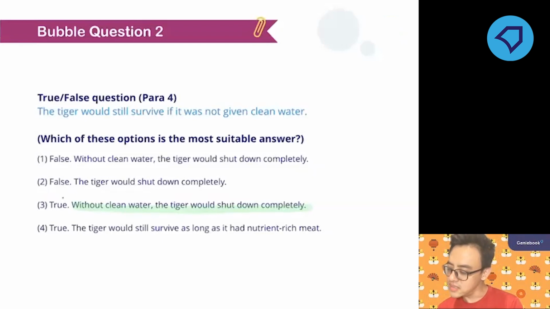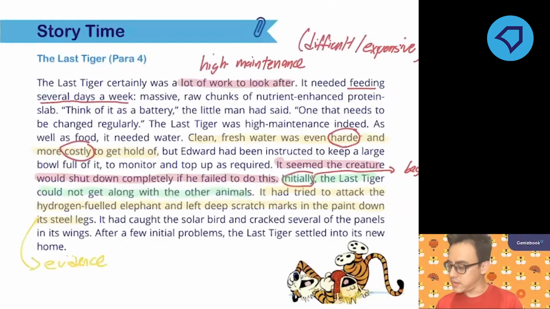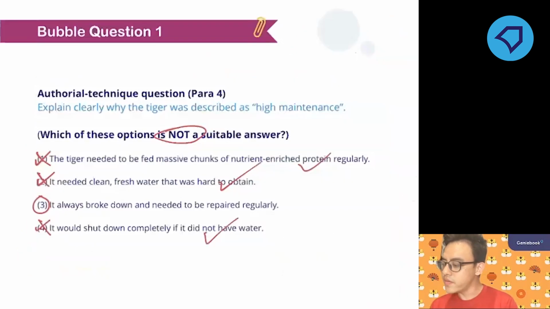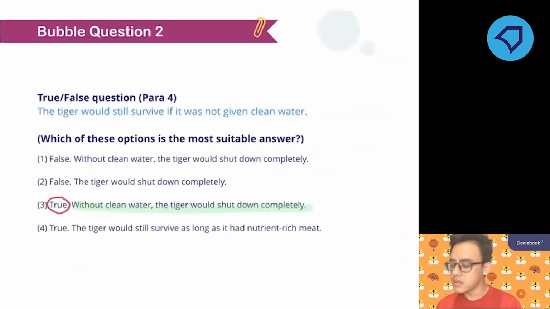But did you read the question? The tiger would still survive if not given clean water. In the text, you can see in paragraph 4, it seemed the creature would shut down completely if it failed to do this. So it's very clear to me that this statement is false. It will not survive. It would shut down. If you say true, you are saying that this statement is true, that it will survive, but it will not survive. So this part, true, is what causes you to be wrong.